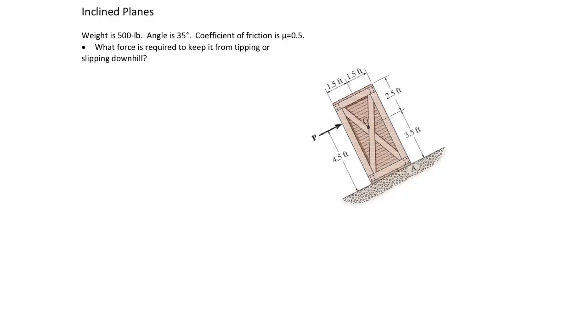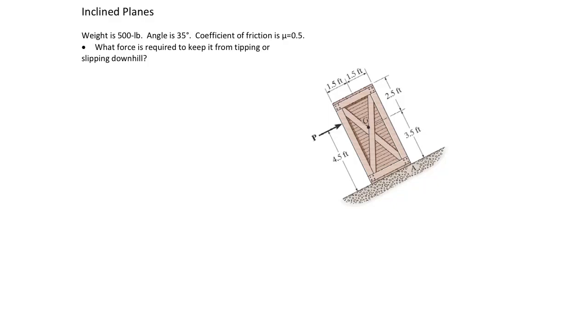In this section, I want to consider objects on inclined planes and how friction plays into that. And these are a little more advanced topics than we have dealt with before. In this case, we have a box, and it has a center of gravity, as you can see in the picture. It weighs 500 pounds. There's a 35-degree angle of the inclined plane, and there's a coefficient of friction of 0.5, and we want to find out how much force is required to keep it from tipping or slipping downhill.